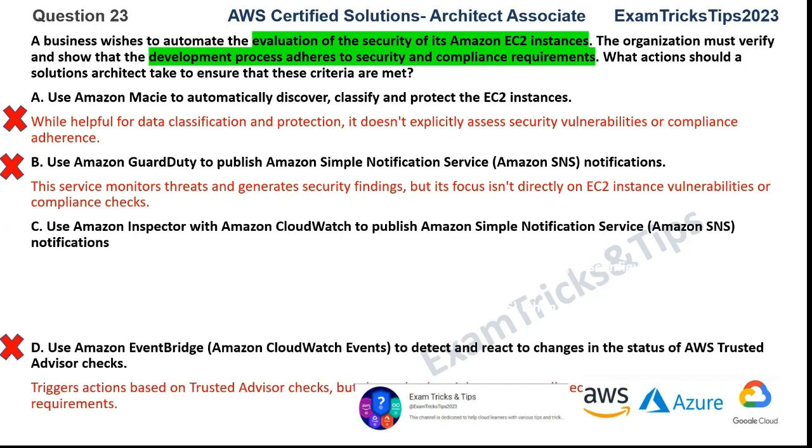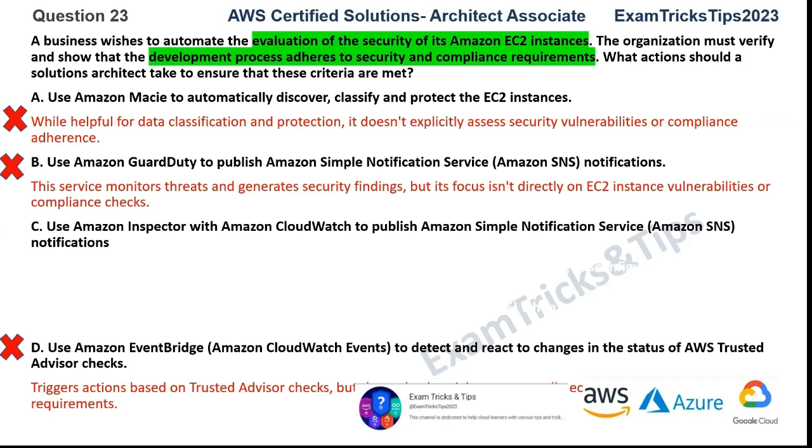Option D is wrong. And that leaves us with option C, use Amazon Inspector with CloudWatch to publish Amazon SNS notifications. Now, this appears to be the correct answer. In this option, Inspector performs automated vulnerability assessment of EC2 instances. It identifies misconfigurations and potential security flaws. So this is perfect for finding vulnerabilities in an EC2 instance. And then CloudWatch will monitor the Inspector's findings and publish notifications via SNS when issues are detected. This allows for prompt remediation and compliance verification. So this is the perfect solution from what we have been given.